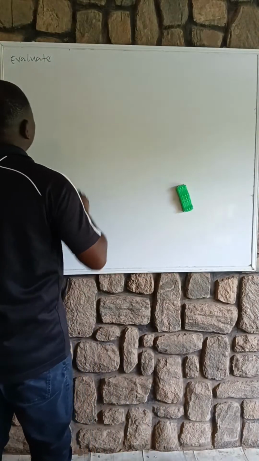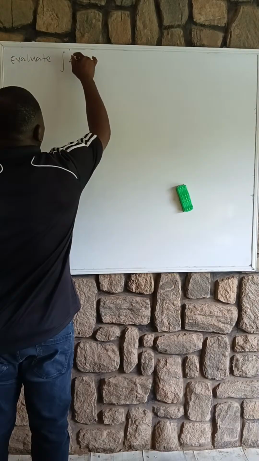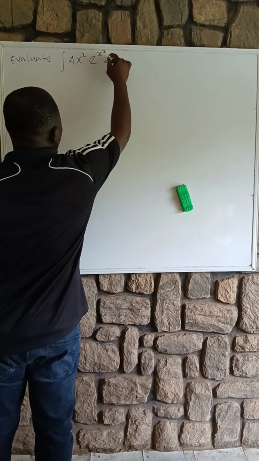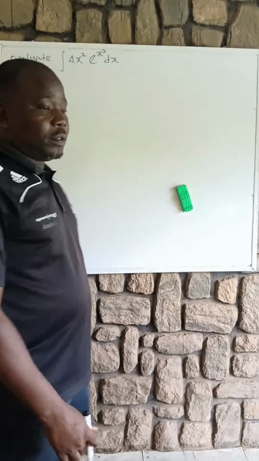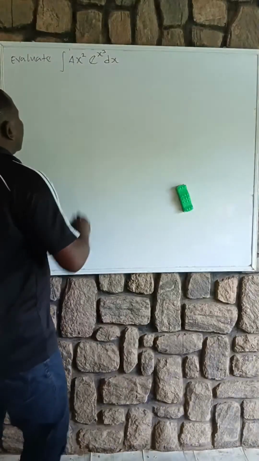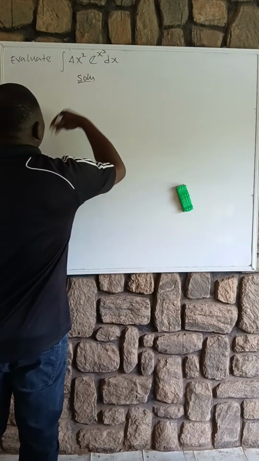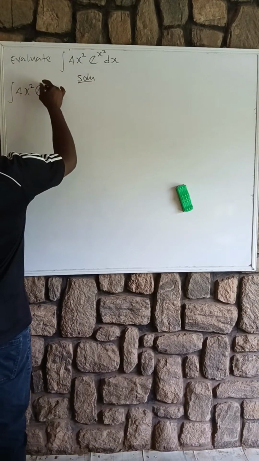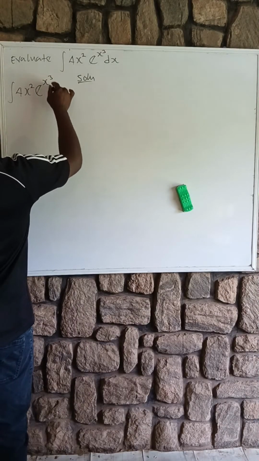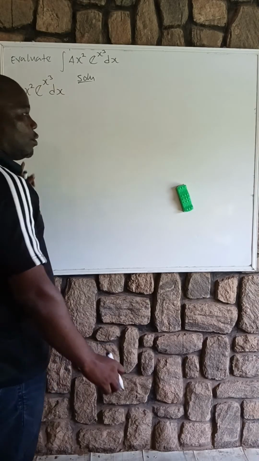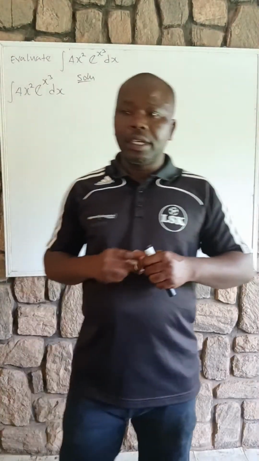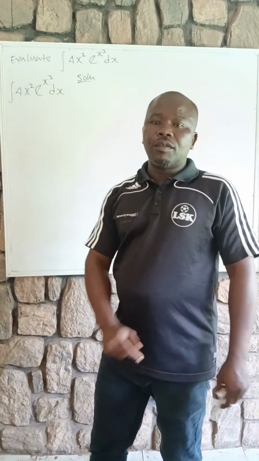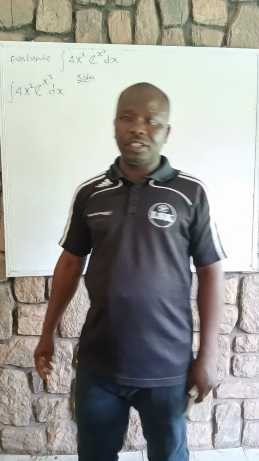Let's proceed to consider. One of the questions says evaluate the integral of 4x squared exponential x raised to the power of 3 dx. So let's look at it together. Write solution. Integral 4x raised to the power 2 exponential x raised to the power 3 dx. When you come across questions of this form, though it will take us time, what will first come into your mind is for us to use integration by parts.